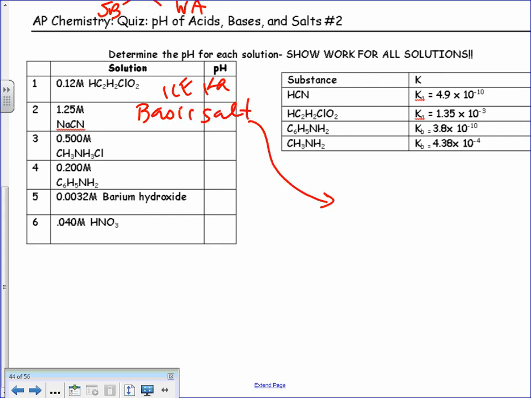Anybody? Which one's going to be added to water? Which one's the important ion? Right, because sodium added to water is going to make sodium hydroxide. It's going to go 100% back and not do anything, no reaction.